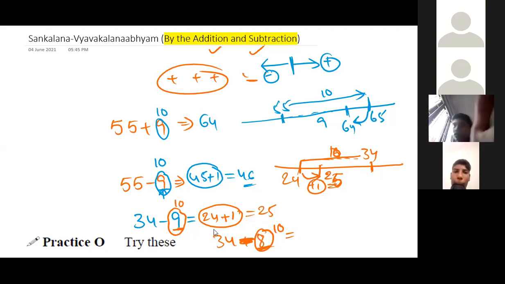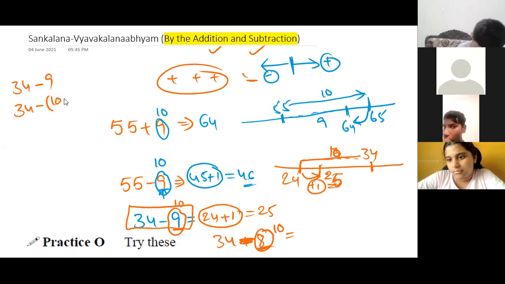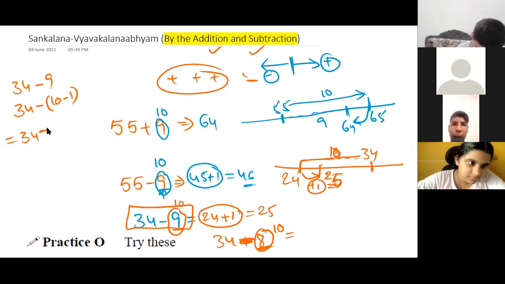Let's start the logic behind this sutra. 34 minus 9, right? Can I write 9 as 10 minus 1? Yes. Then 34 is as it is. Next, minus of 10 minus 1. This minus into minus is how much? Plus. That's why it is plus.